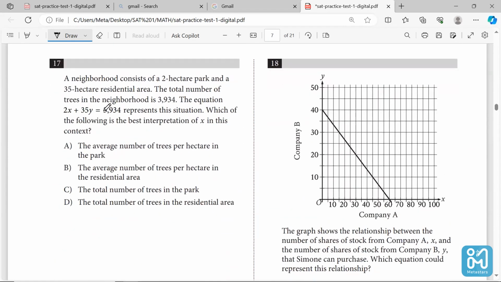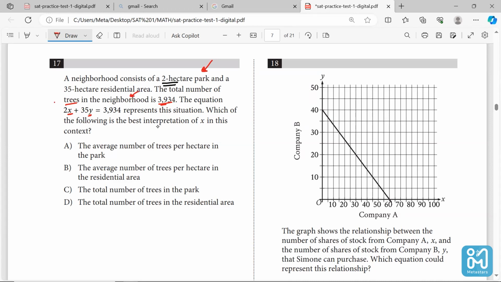Question 17, sorry. A neighborhood consists of a 2-hectare park and a 35-hectare residential area. Focus, 2-hectare park and 35-hectare residential area. The total number of trees is gonna be this number. The equation represents 2x plus 35y equals this one. Focus, x represents the park, and y represents the neighborhood.